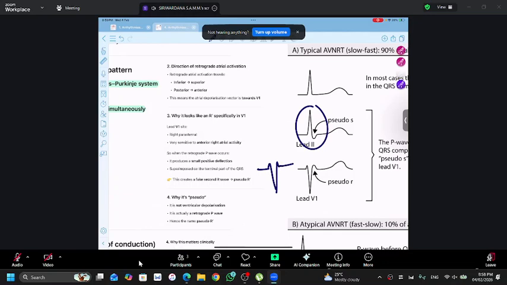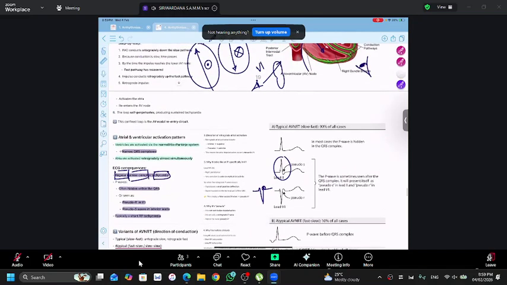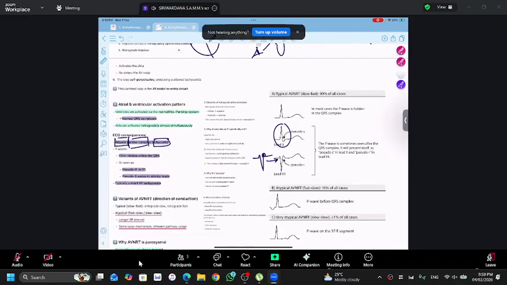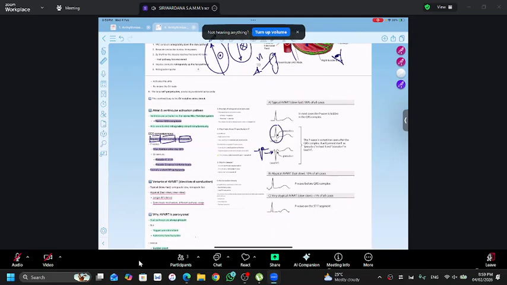As in lead 2, this P wave will also be superimposed into the latter phase of the QRS complex, especially if it's a slow AVNRT. It superimposes on that P wave. Finally, the final result will look something like this, and we call that a pseudo R dash wave in V1. That is basically another change which you will see in the ECG.